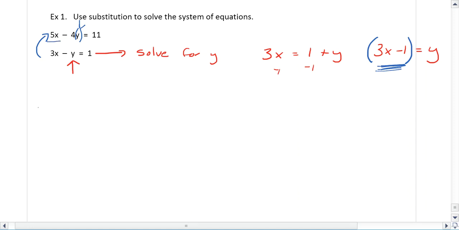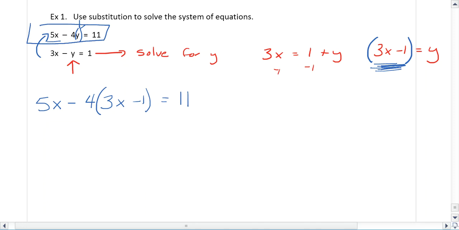So just keep that 5x just as it is. Keep that minus sign. Keep that 4. But now where this y was, where I put the parentheses, we're going to put the 3x minus 1. And then keep the rest of this. Keep the equal sign and keep the 11. So we kept everything from this first equation except this y. We took the y out and we put in the 3x minus 1. And what we accomplished was a lot. Now we have one equation with one variable and we can solve that using our undoing method.